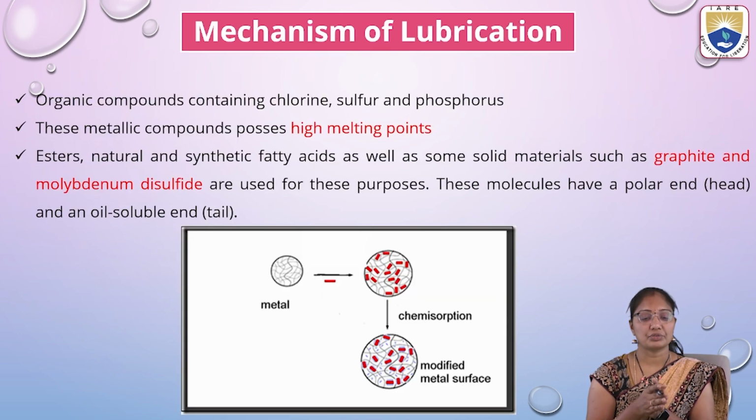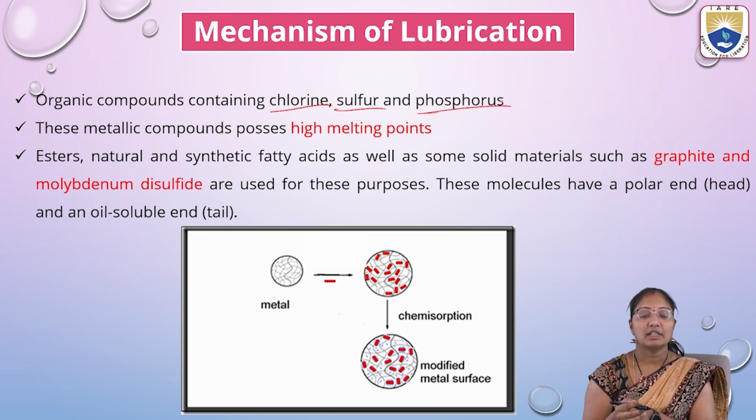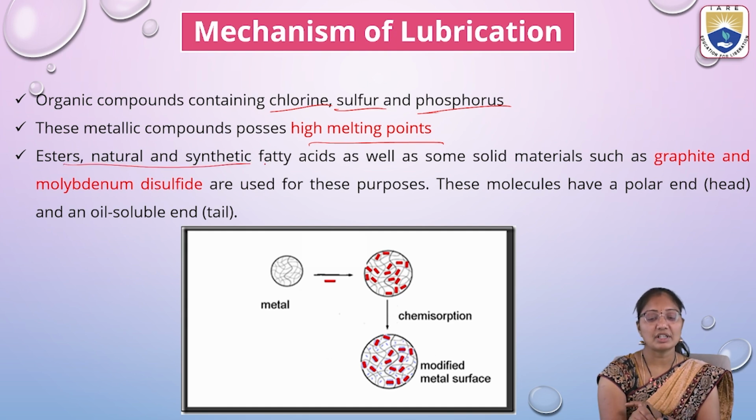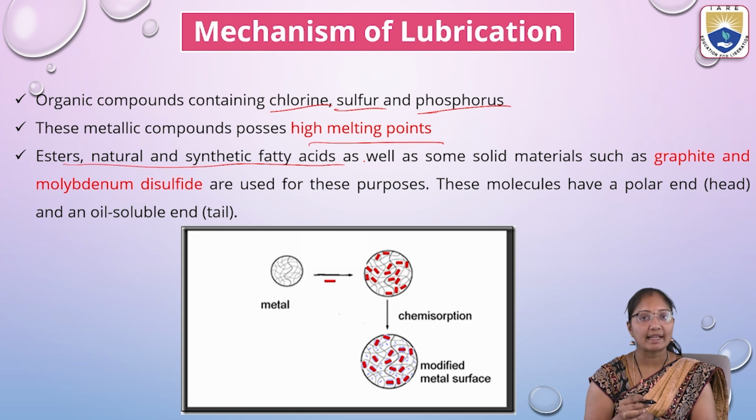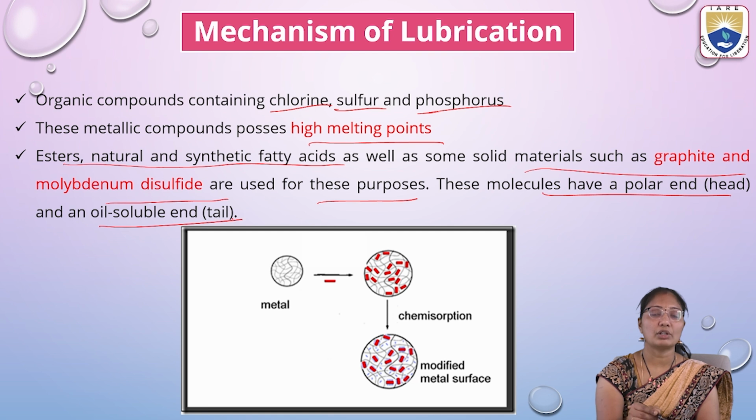So what are the additives? Organic compounds containing chlorine, sulfur and phosphorus. These metallic compounds, meaning chlorine or sulfur or phosphorus compounds, have high melting points, so they are able to withstand higher temperature. Esters, natural and synthetic fatty acids, as well as some solid materials such as graphite and molybdenum disulfide are used for these purposes. These molecules have a polar head and oil soluble tails.